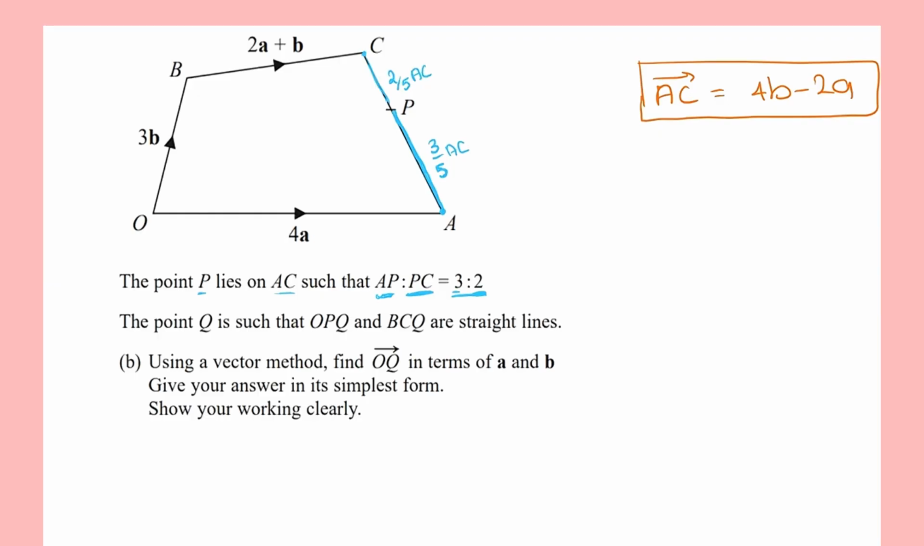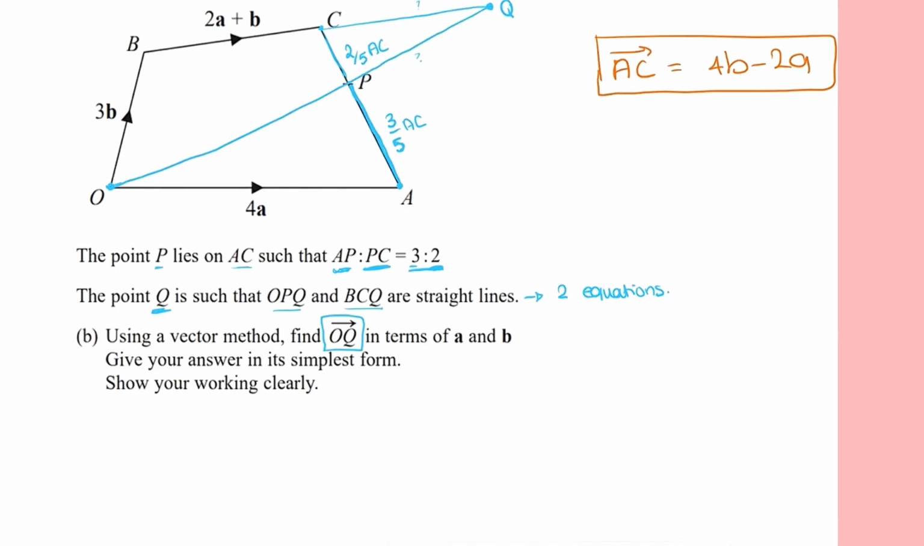Now it says here, the point Q is such that OPQ, BCQ are straight lines. So OPQ, BCQ are straight lines. So let's just put Q somewhere over there. And let's just join them up. So then it says in terms of A and B, and it says give your answer in the simplest form and show your working out clearly.